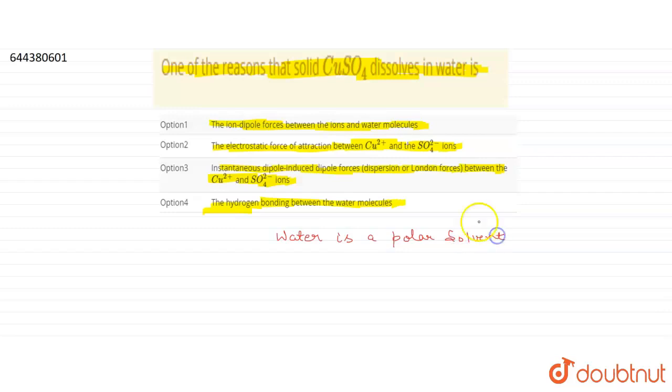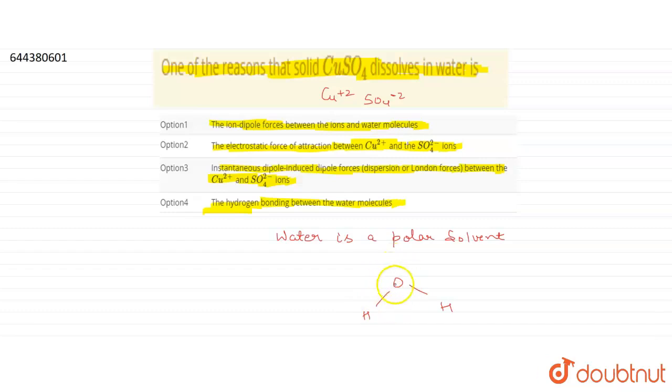Okay, so when CuSO4 dissolves in water, it is an electrolyte and it dissociates. It has Cu+2 ions and SO4-2 ions when it dissolves in water. And we know water is a polar solvent. That's why the structure of water is like this: O, H, H. Okay, this is the structure of water, H2O.